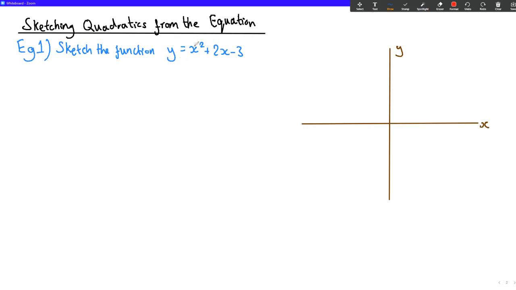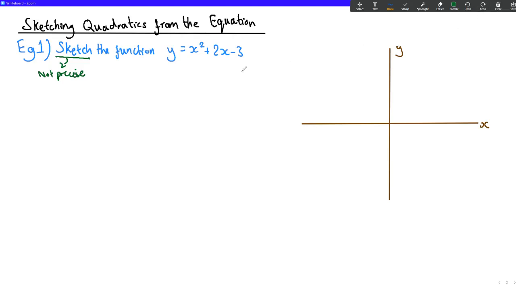So here we have a quadratic equation, and we have our axes here. Just bear in mind it says sketch, and sketch means it doesn't have to be precise. I'll show you why later. If it says draw, that's when you have to be accurate, but I'll show you what I mean later.